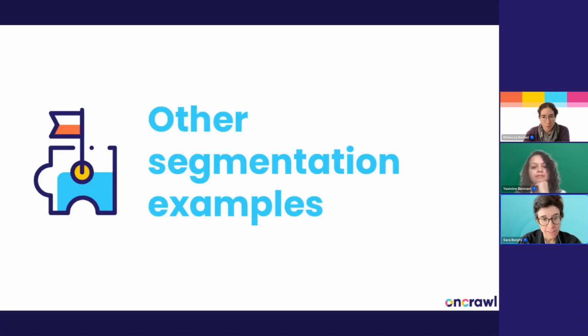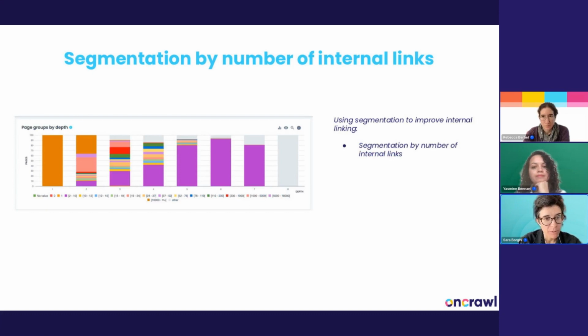And just a few more examples. Another one is the segmentation by number of internal links. We can use this segmentation to understand whether the pages that receive most of the internal links are very deep in the site, or are in fact quite close to the start URL, the home page.